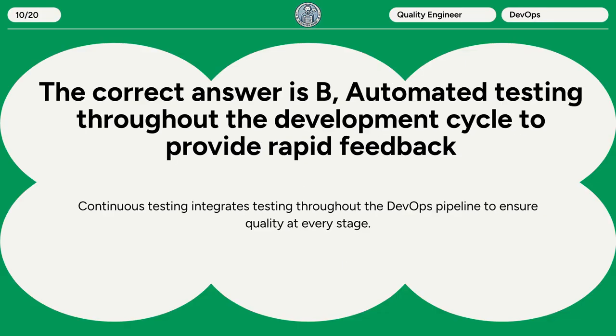The correct answer is B. Automated testing throughout the development cycle to provide rapid feedback. Continuous testing integrates testing throughout the DevOps pipeline to ensure quality at every stage.